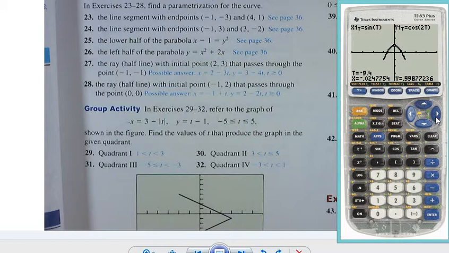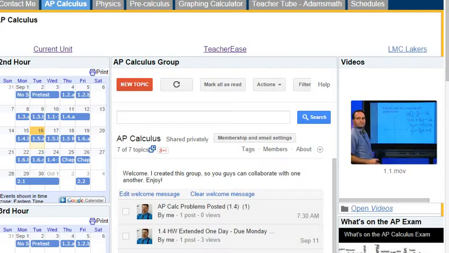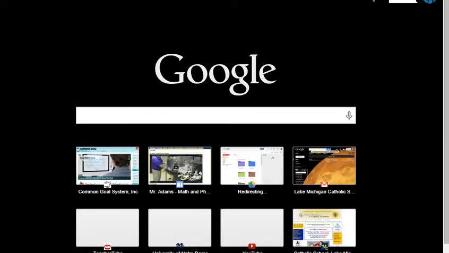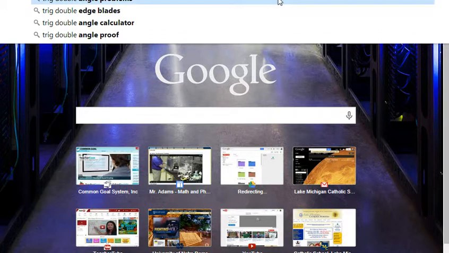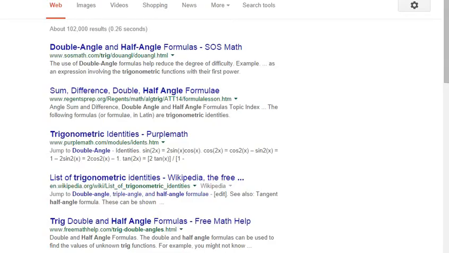I don't know how to say it. It's like SCC and COT. No, not COT. COT is cotangent. Well, let's look it up. Okay, so if we look up trig double angle formulas, and I'm just picking out some random website.